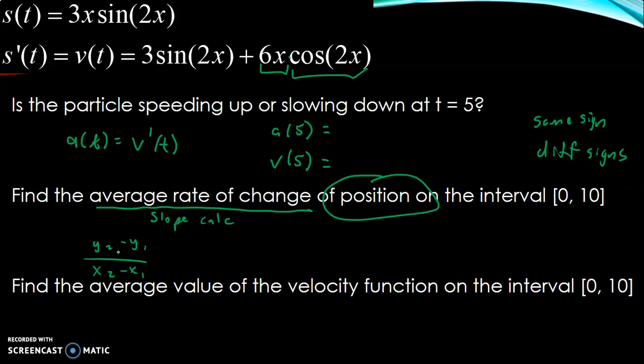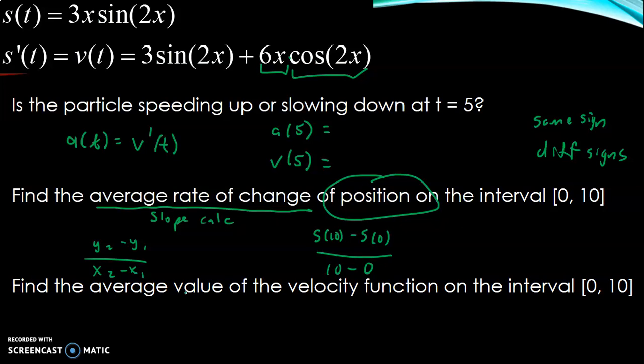The slope calculation is essentially taking the derivative. It's just an average rate of change instead of an instantaneous rate of change. So in this case, I would put in the position at 10 minus the position at 0 over 10 minus 0. And we're going to let our calculator do it for you.